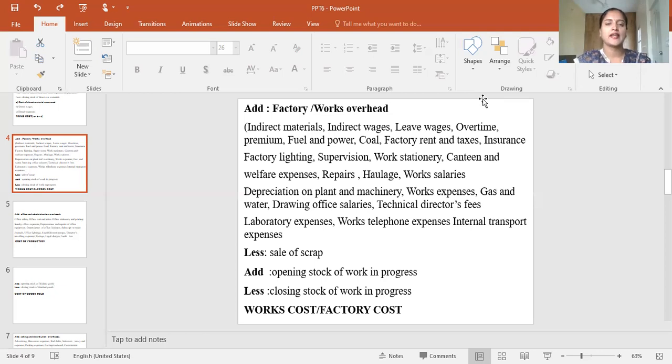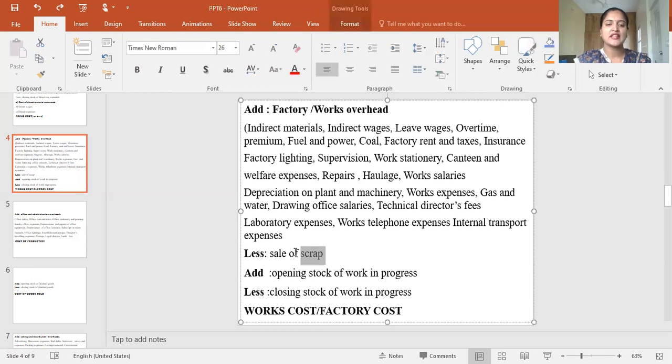Now, after taking all these expenses, from that we are supposed to deduct the sale of scrap. Scrap means any wastage. If it is found in the factory, that should be deducted. And after that, you are supposed to add the opening stock of work in progress.